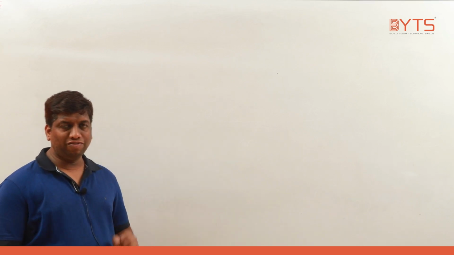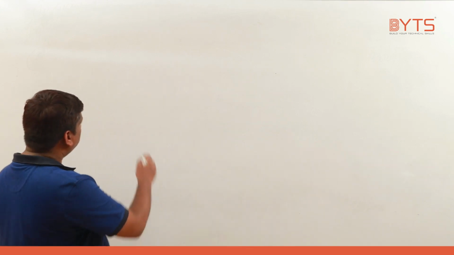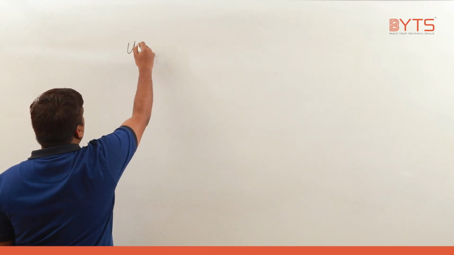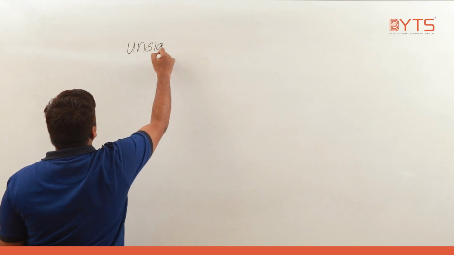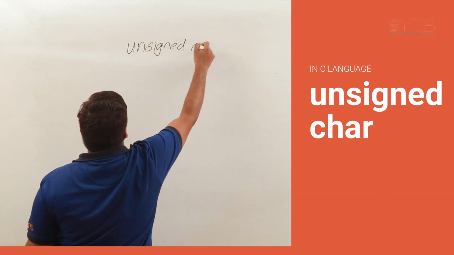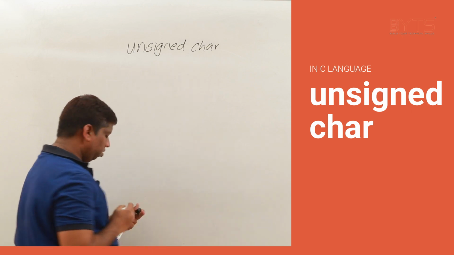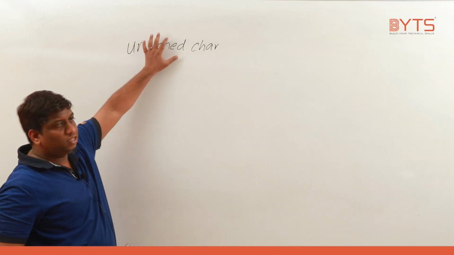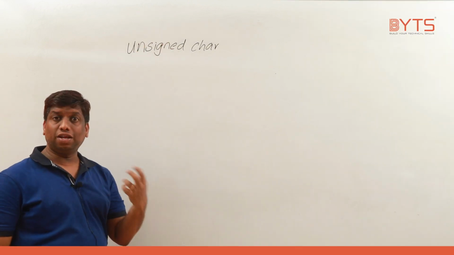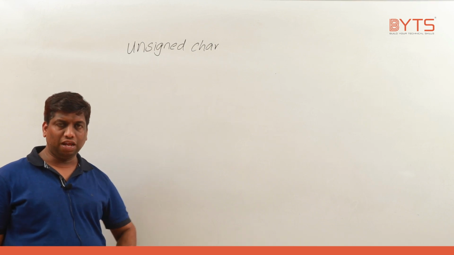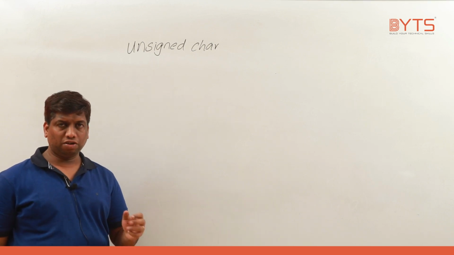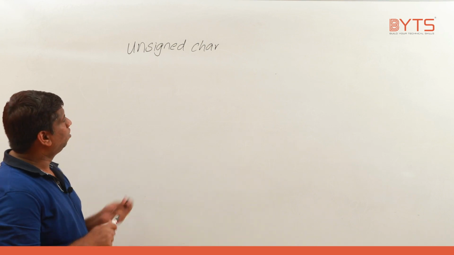In the last video, we discussed signed char. Now we are going to discuss unsigned char. Try to understand: if you don't write unsigned, the compiler will consider it as signed. That's what we discussed earlier also. The default nature of a variable is always signed.